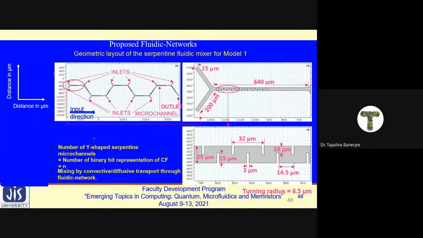But the thing is, the number of Y-shaped serpentine microchannels that we have used is similarly the number of binary bit representation of the concentration factor. So it is simply N. And next, this mixing is possible by convective diffusive transport through the fluidic network.